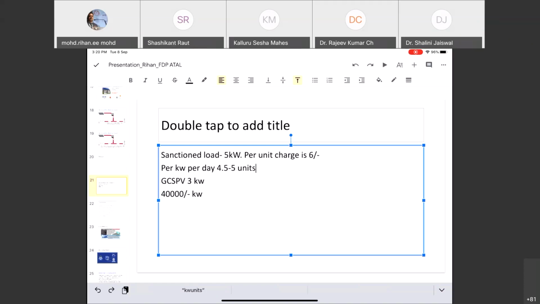And 90 into 30, that means you are saving 2,700. And if you multiply that by 12, that is around 30,000. And your total investment is 40,000 into 3. So investment is 1.20 lakhs. So that gives you an ROI of about 4 years.